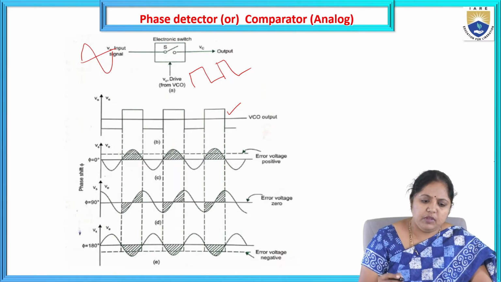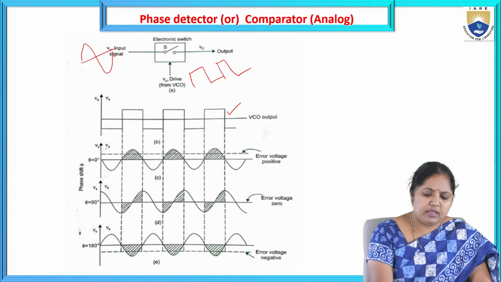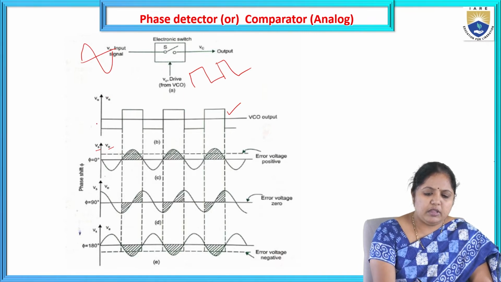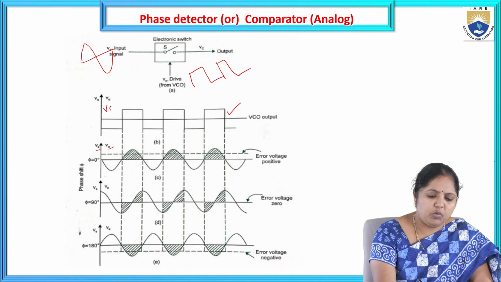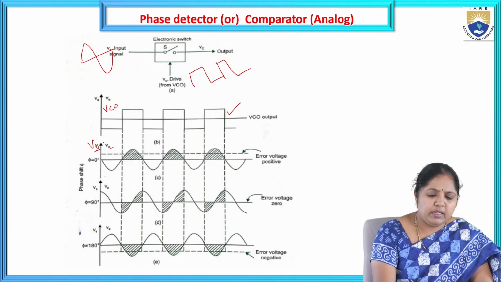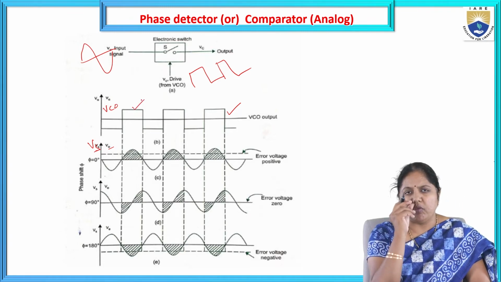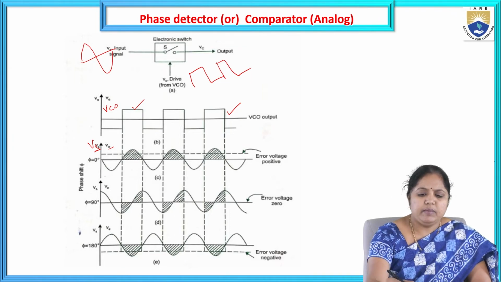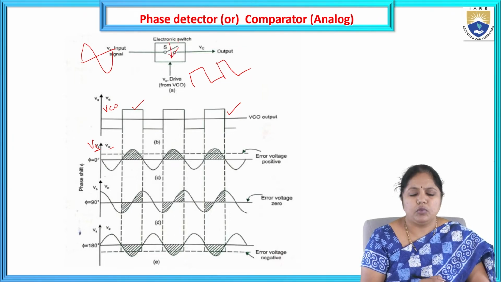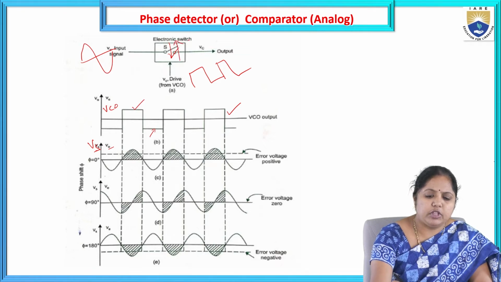In the first condition, consider the phase difference between Vs and Ve. The square wave is the output of the VCO, and the sine wave is the input signal Vs. When the VCO output is a positive square wave, the switch is said to be closed. Whenever the phase detector gets a negative square from the VCO, the switch is said to be opened.